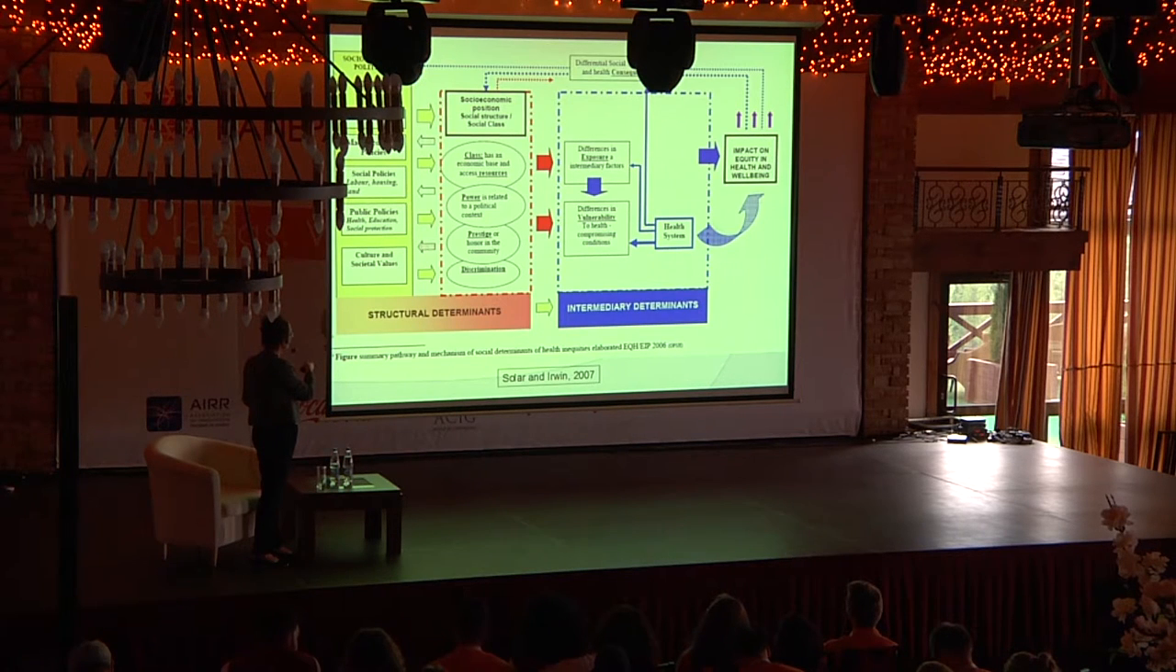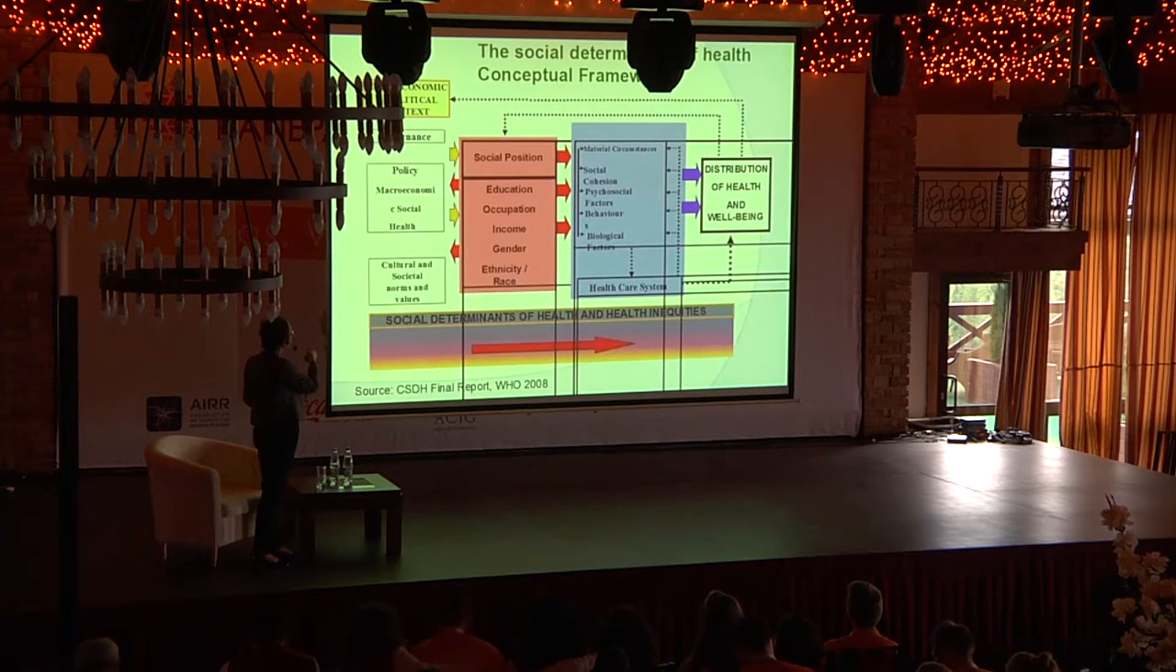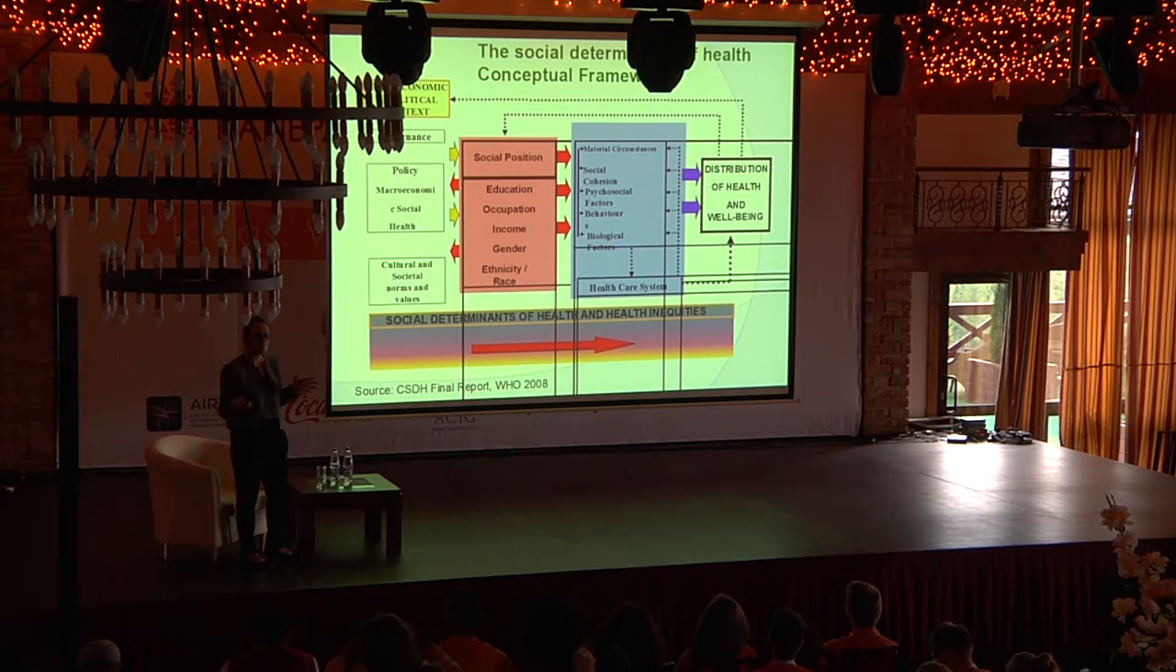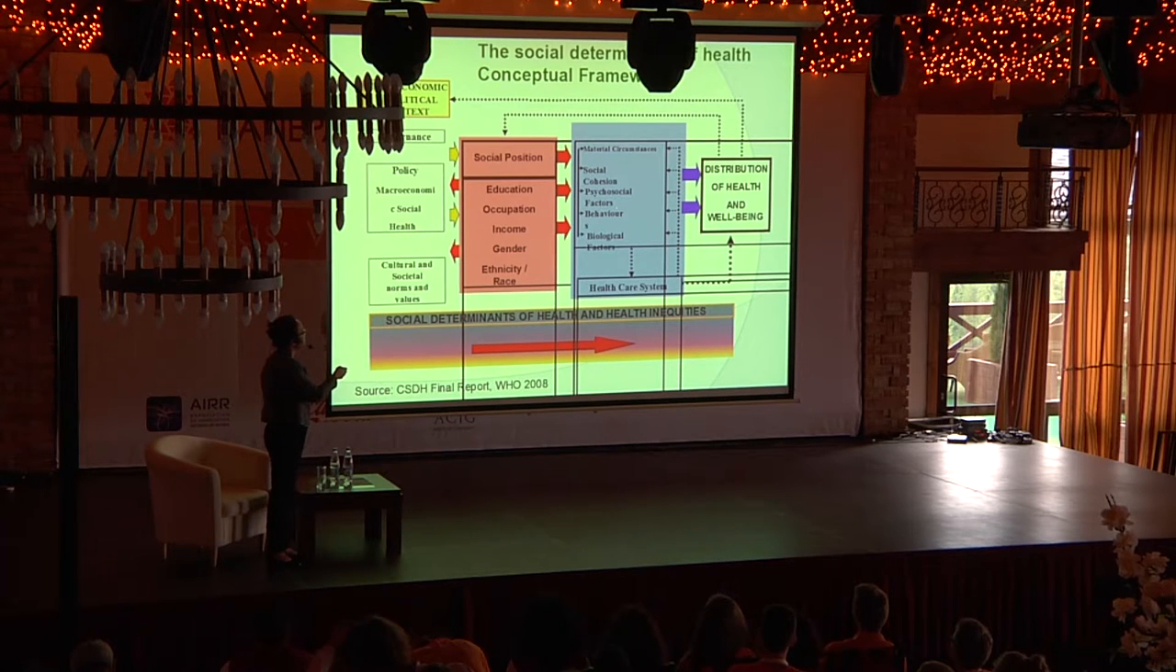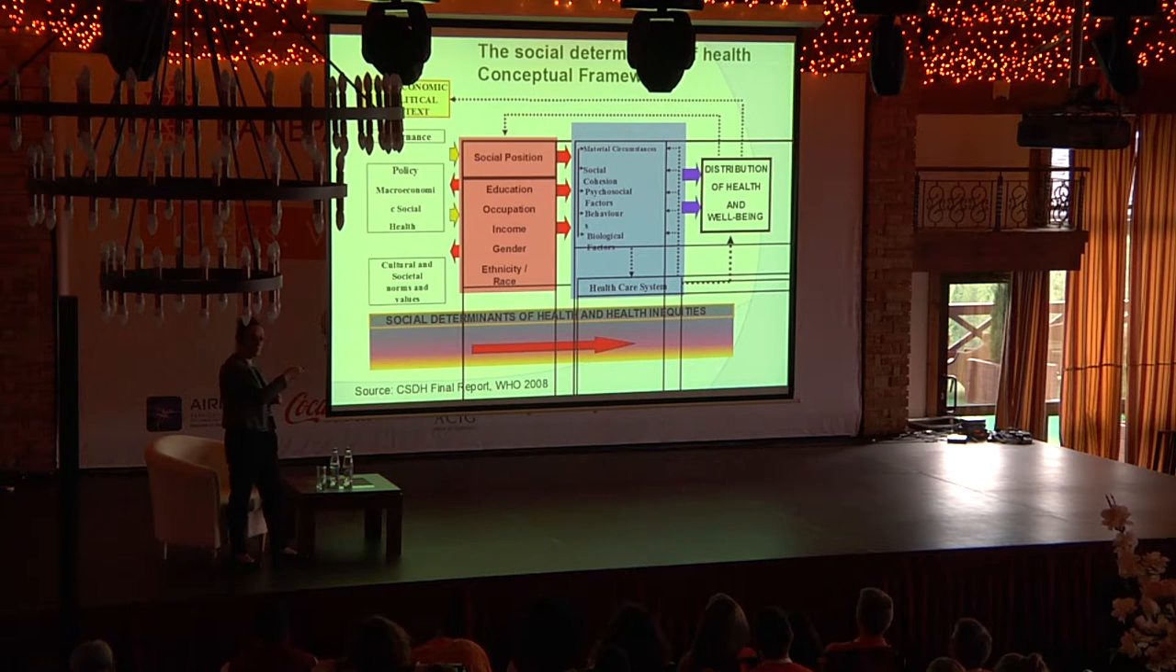It's also about the macroeconomy of your country and how the resources are distributed between groups. And it can also relate to your culture. So all these factors can create a socioeconomic position. This can affect the material circumstances of persons, their social cohesion, their stress, the social factors and health behaviors. And this can affect the health and the way health and well-being is distributed.